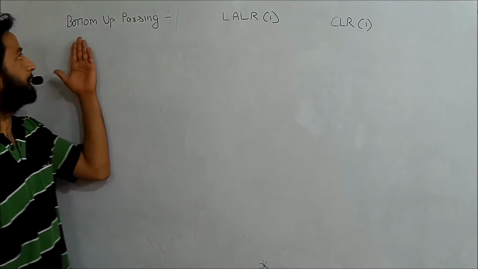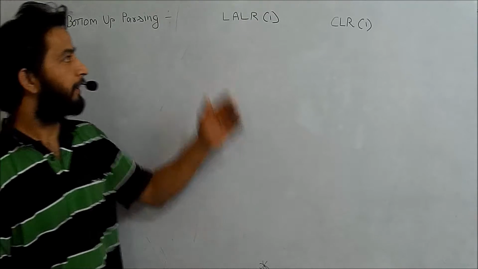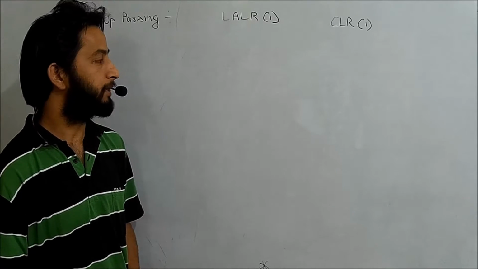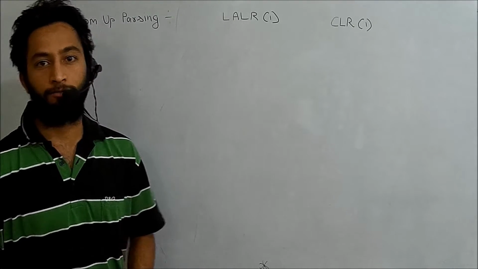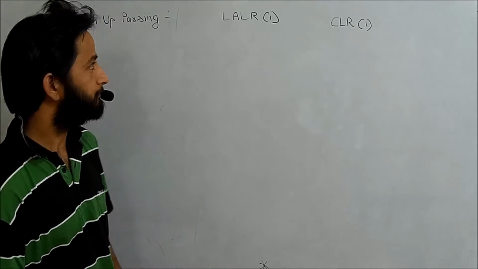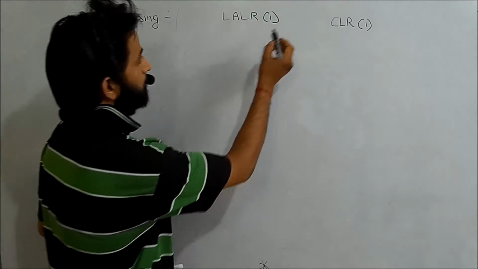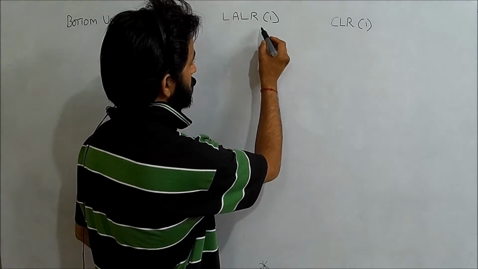So the next parsers under bottom-up parsing are the LALR(1) and CLR(1) parsers. In the previous lecture we discussed the LR(0) parser and the SLR(1) parser. Now we will discuss these parsers.